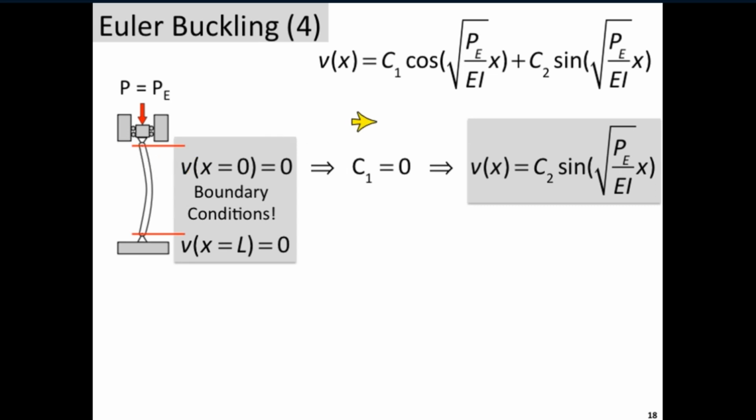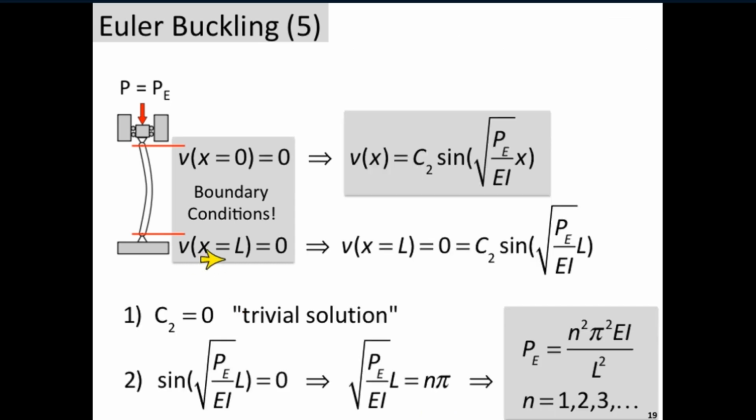If I come up to this equation and plug in 0, the sine of 0 is going to be 0. The cosine of 0 is going to be 1. So v at x equals 0 is c1, and c1 needs to equal 0 for that boundary condition to be satisfied. What that basically means is that this term is not in the equation at all. It's also telling us that the buckled shape is a sine wave. All right, so let's use our second boundary condition to see what information we can get from that.